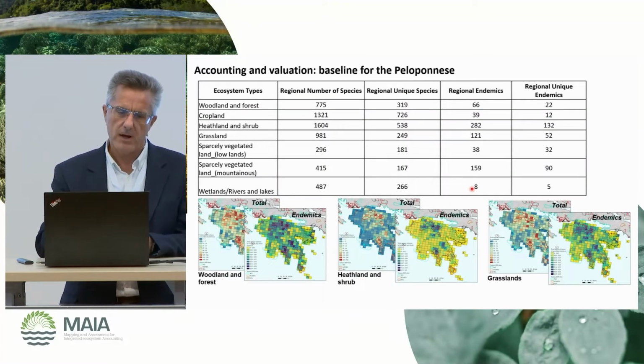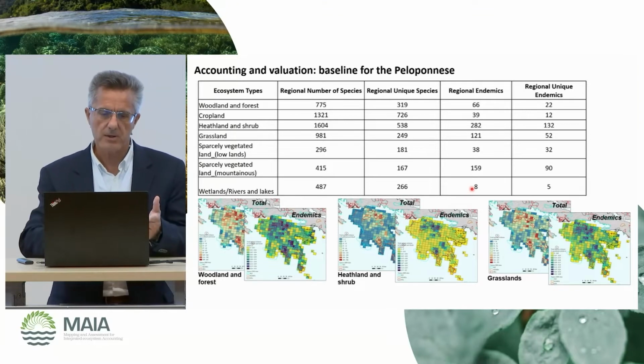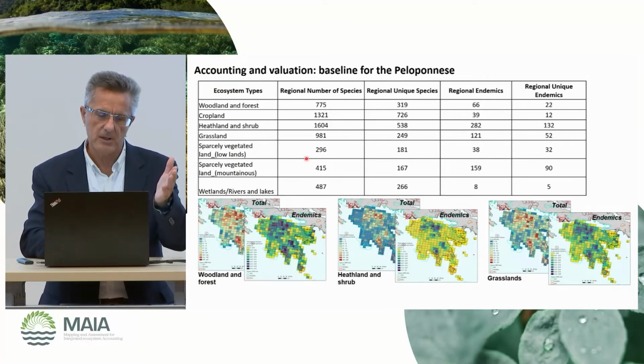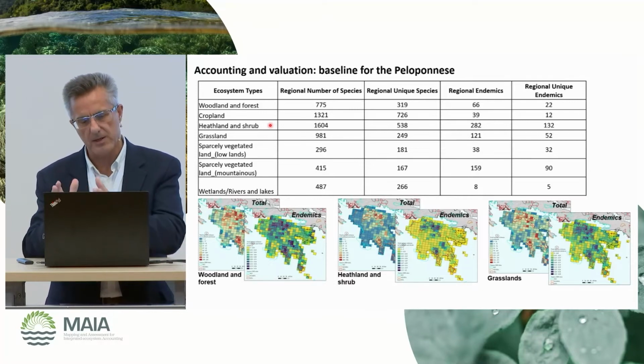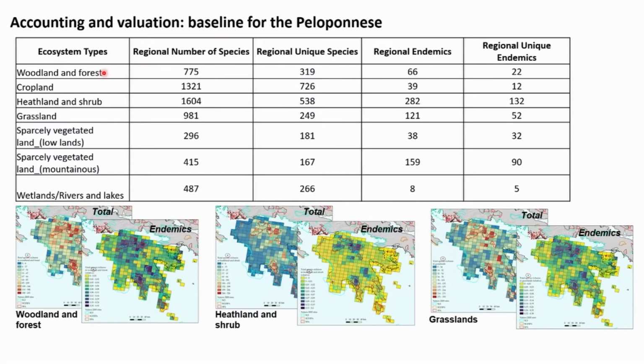So then for the accounting and valuation, we did the same for all the ecosystem types, this time in Peloponnesos, our case study. For the woodland and forest, we have calculated the total number of species which are occurring in Peloponnesos, the same for the cropland, for the heathland and scrub, grassland, sparsely vegetated land, etc.